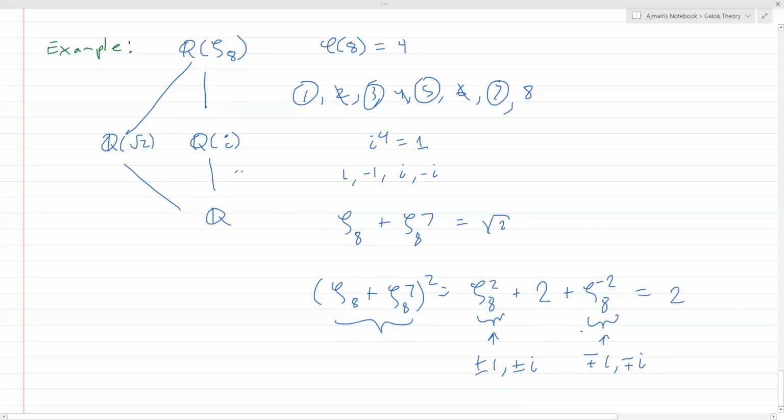But both of these have degree 2, right? So that means that we conclude that Q adjoin zeta 8 is just the composite of these two subfields, square root of 2 and i. So yeah, the 8th cyclotomic field is the field that you get by adjoining square root of 2 and adjoining i.